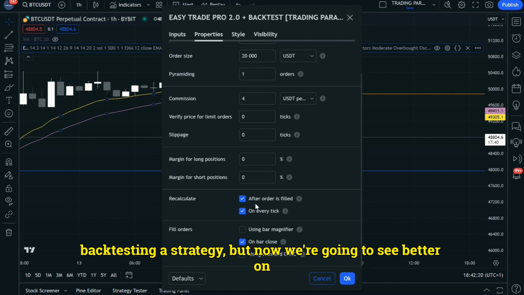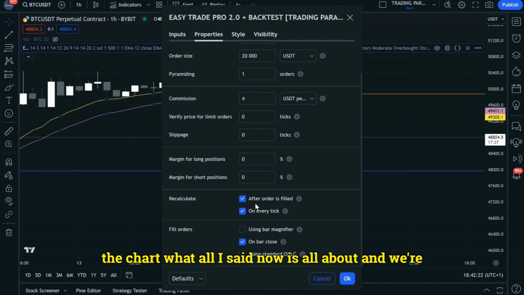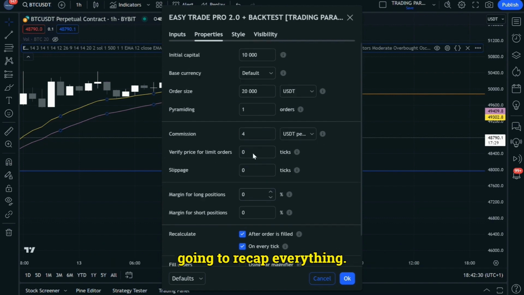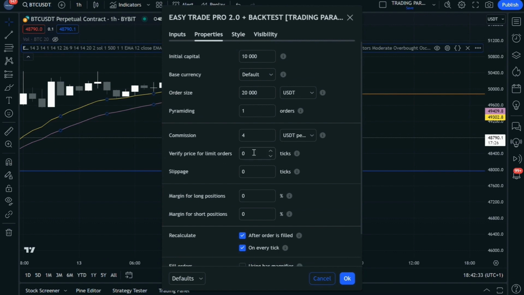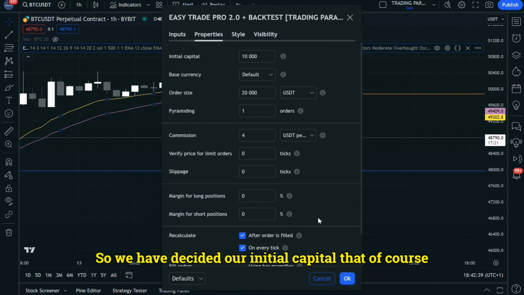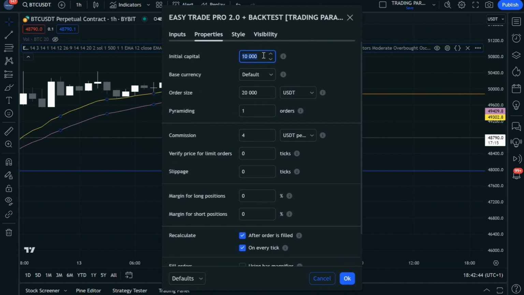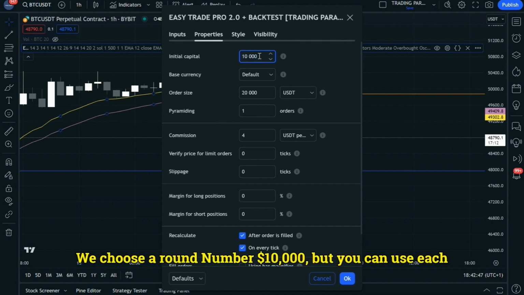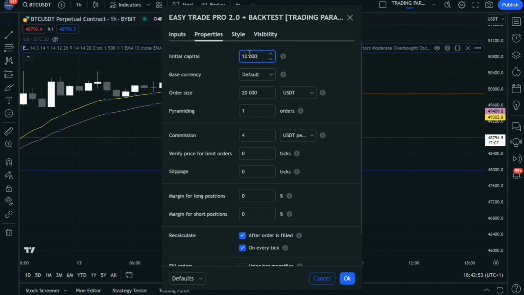But now we're going to see better on the chart what all I said is about, and we're gonna recap everything step by step. So we have decided our initial capital, that of course you can choose as you want. We choose a round number, $10,000, but you can use whatever capital you use for trading.